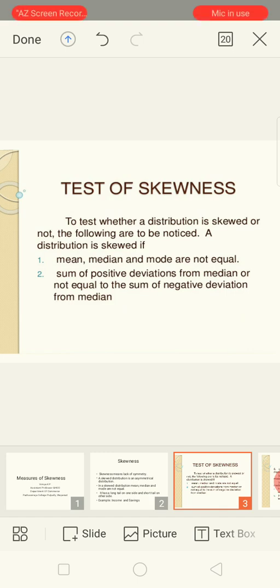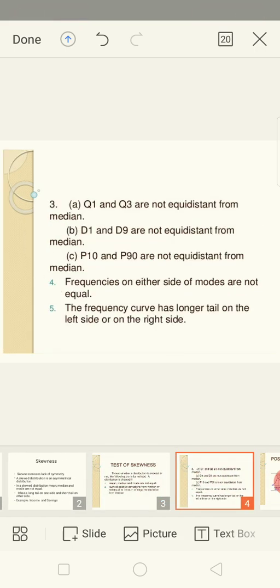Test of skewness. To test whether a distribution is skewed or not, the following are to be noticed. A distribution is skewed if, number 1, mean, median and mode are not equal. Number 2, the sum of positive deviations from median is not equal to the sum of negative deviations from median. Third point, quartile 1 and quartile 3 are not equidistant from median.